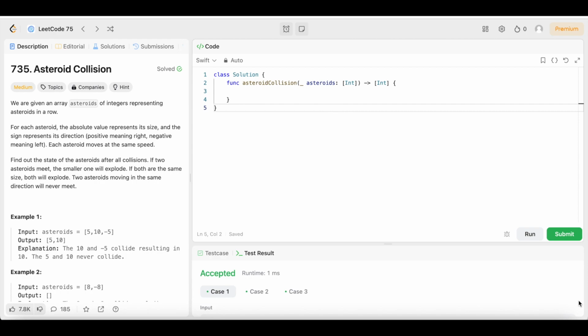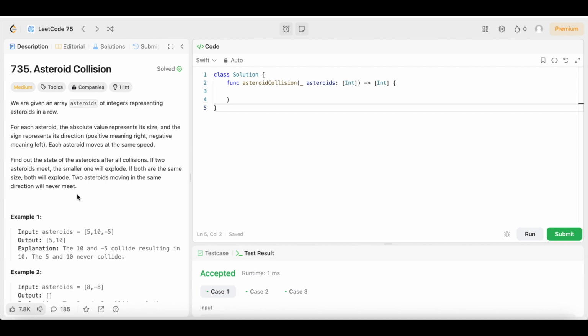So, let's see what the question says. It says we are given an array of asteroids of integers representing asteroids in a row. For each asteroid, the absolute value represents its size and the sign represents its direction. Positive meaning right, negative meaning left. Each asteroid moves at the same speed. Find out the state of the asteroids after all collisions. If two asteroids meet, the smaller one will explode. If both are the same size, both will explode. Two asteroids moving in the same direction will never meet.